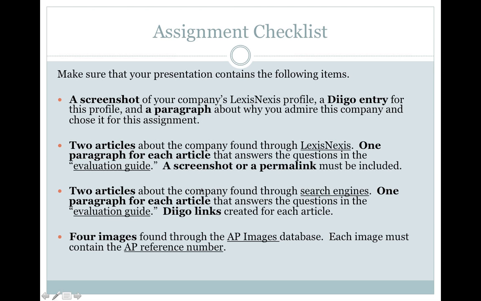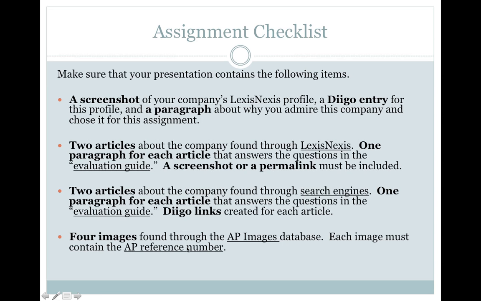Next, two articles about the company that you found through search engines. Again, one paragraph for each article that answers the questions in that evaluation guide. For this, you'll create Diigo links for each article. And lastly, you'll find four images through the AP Images database. Use those images as you see fit throughout the presentation, but when you do use those images, you're going to include that AP reference number.